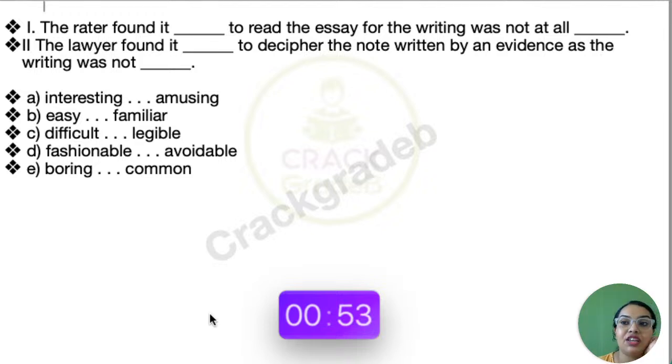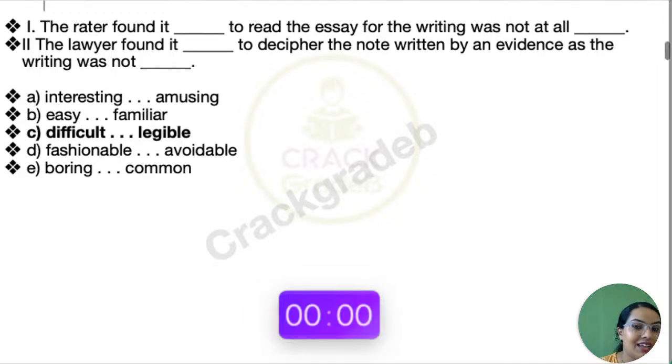I want to encourage you to answer here because in the exam you will need to be quick to answer. This is like I'm giving you time on the higher end, on the higher side. Answer is C, absolutely right.